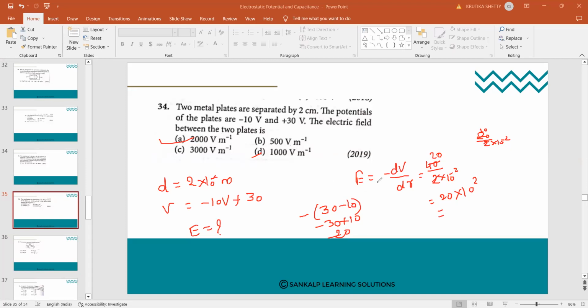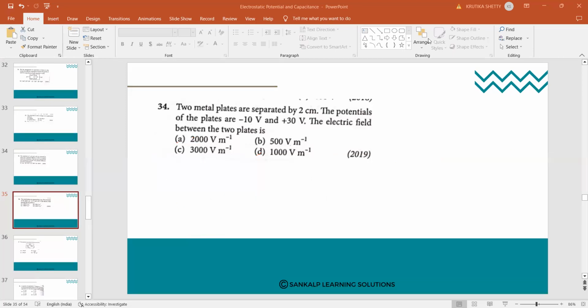Option D comes, because the minus we need to multiply inside. In the equation it is minus dV by dr, and in our question it is 30 minus 10. So 30 minus 10 with the minus becomes plus 20. Therefore 20 divided by 2 is 10, and 10 into 10 raised to 2 is 1000. So option D is the correct answer. Yes, Priyanka, option D is correct. Next question.